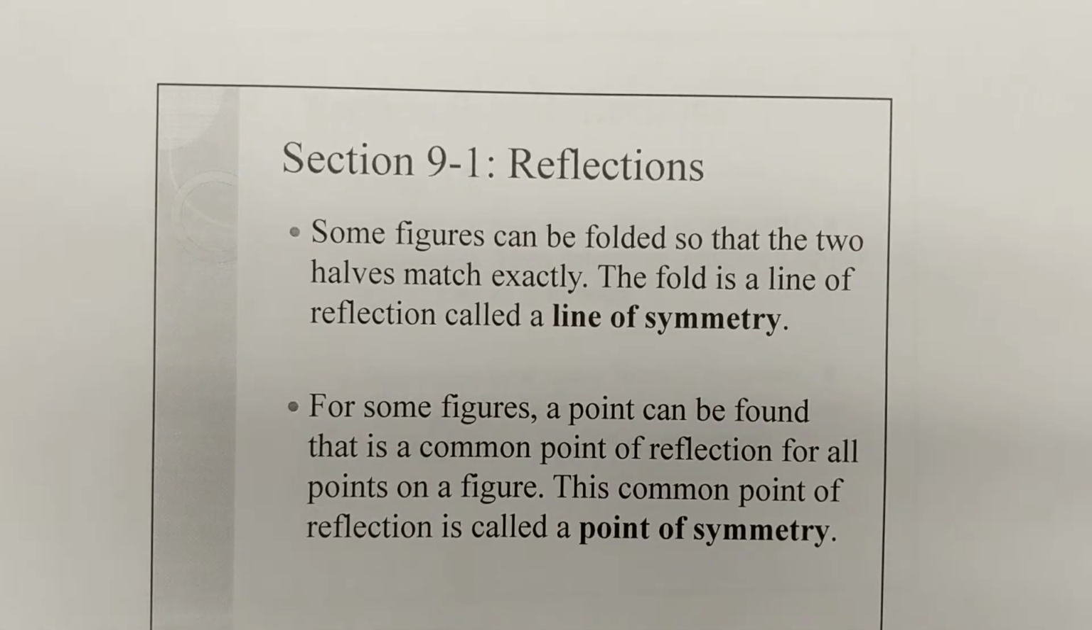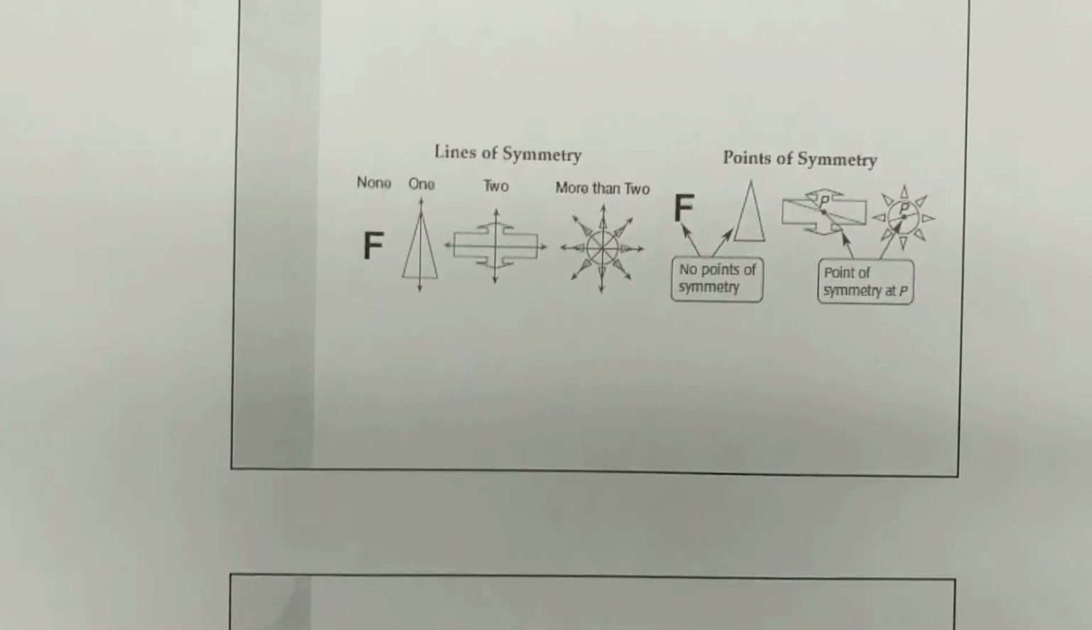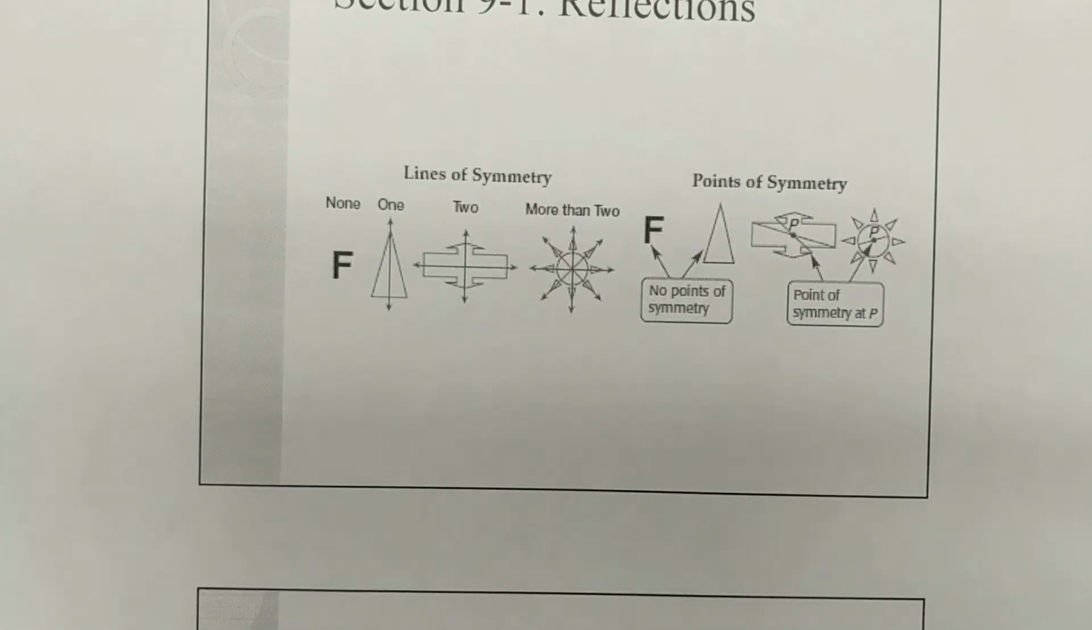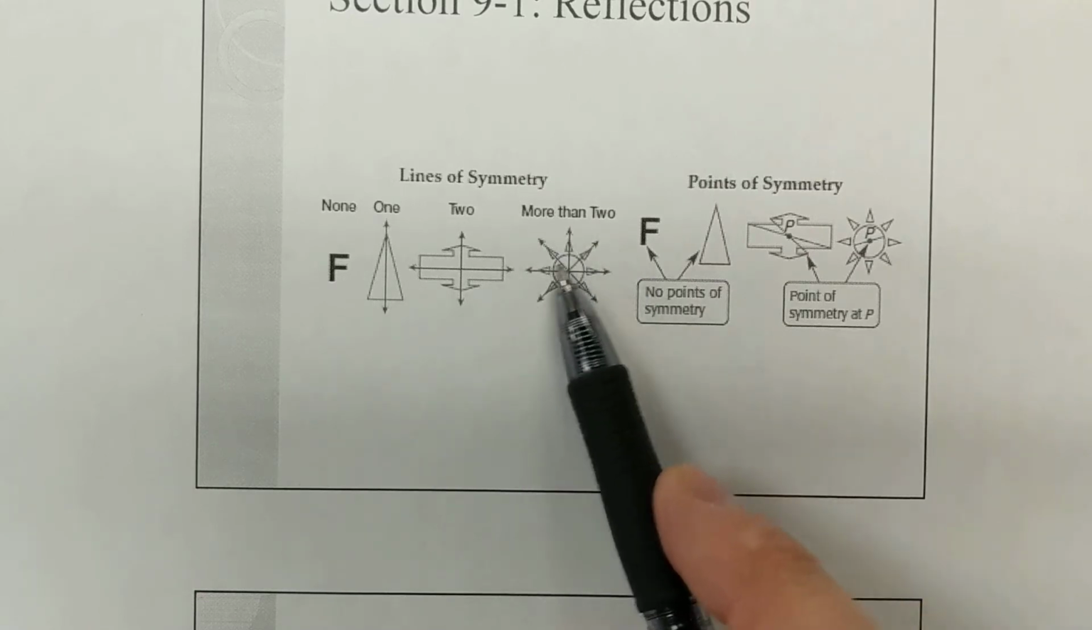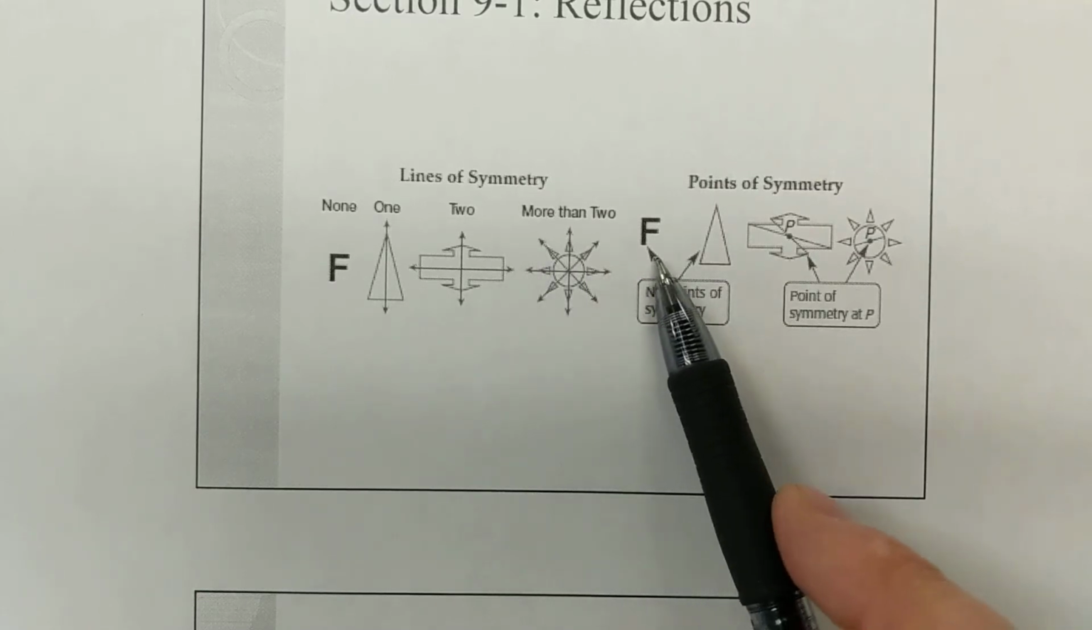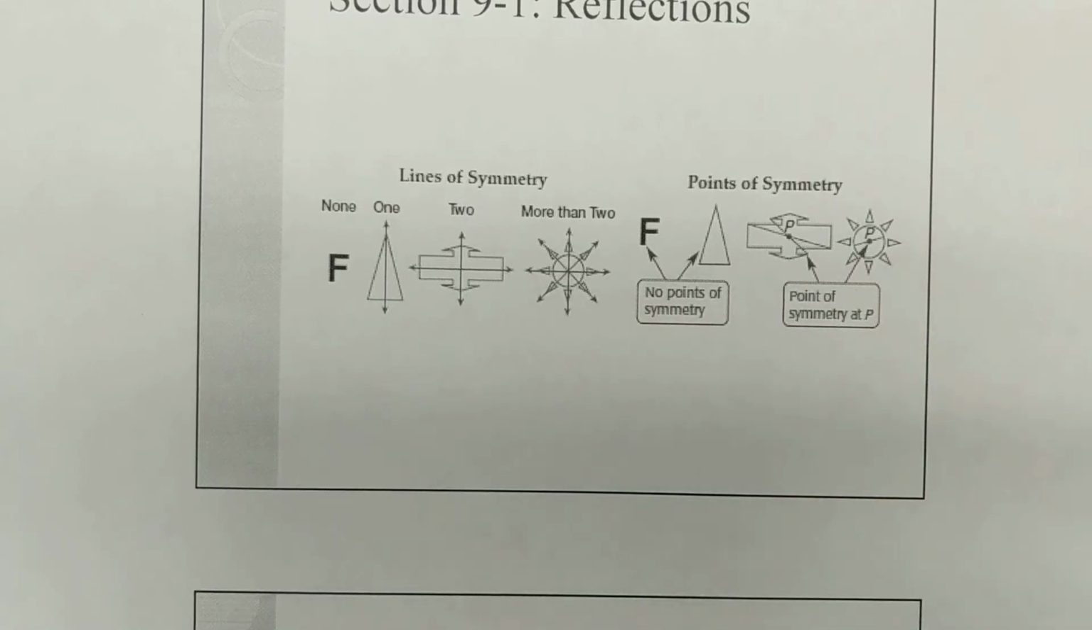So if you have a figure that can be folded exactly in half, so the 2 pieces line up exactly, that fold is a line of symmetry. And then if you can find a common point of symmetry, that's the point of symmetry. So just some pictures. The letter F, for example, has no lines of symmetry. The isosceles trapezoid has one. You can fold it in half vertically. That rectangle with the arrows coming off of it, you can fold in half in two directions, either top to bottom or left to right. This crazy shape you can fold along any of the spokes. Points of symmetry typically occur where your lines of symmetry meet.